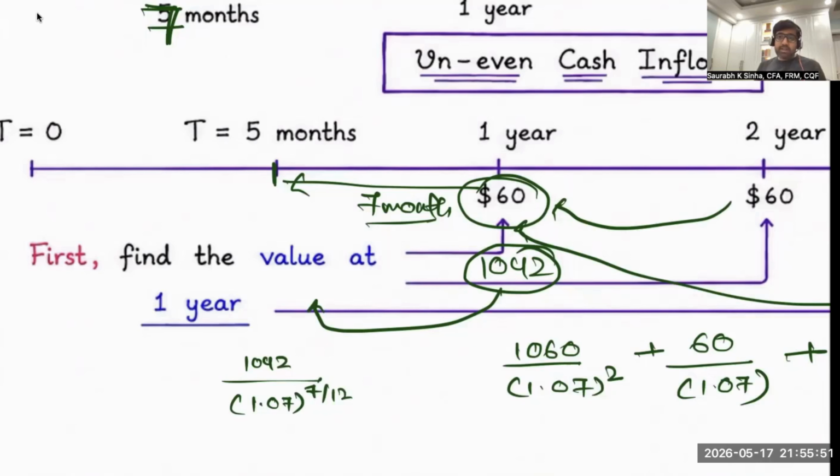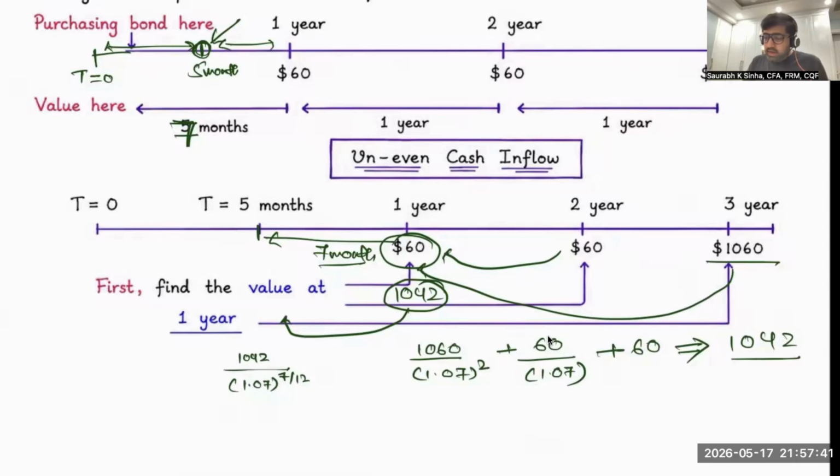And from where am I getting this? I'm getting this from interest rate mechanics. And that's why I'm saying interest rate mechanics is the prerequisite of all the sessions that we will be doing going forward. 1.07 raised to the power 7 upon 12. And the final value will come as 1001.67. That is the present value of the bond.